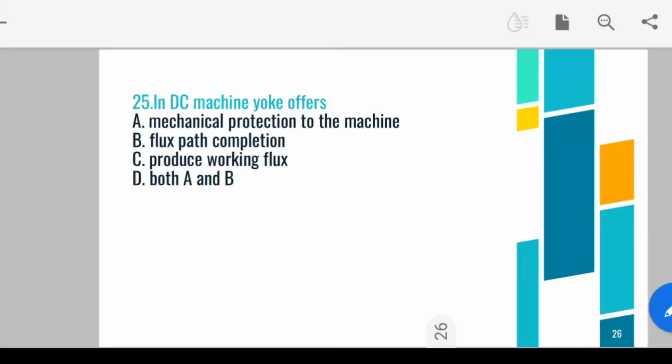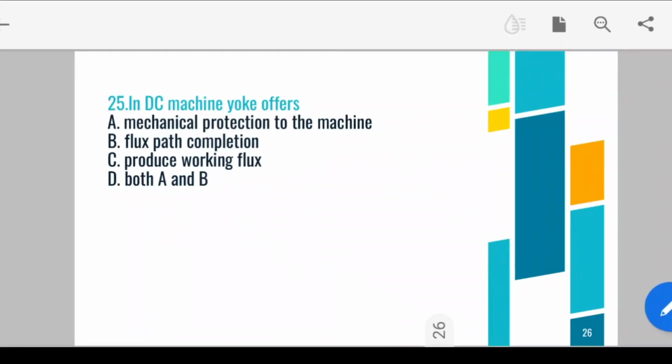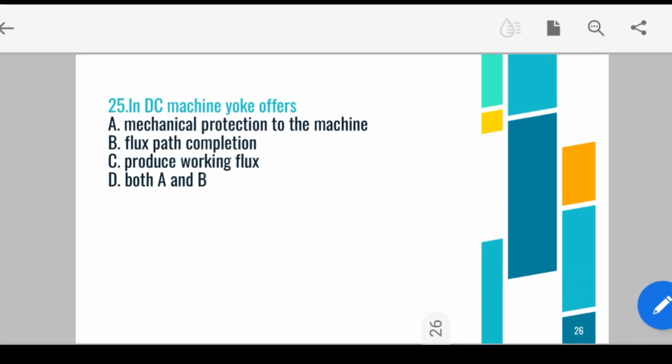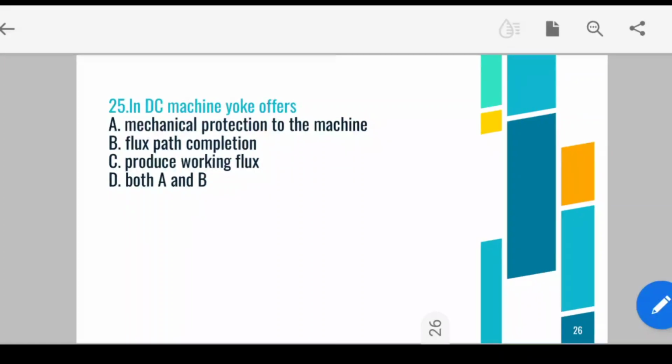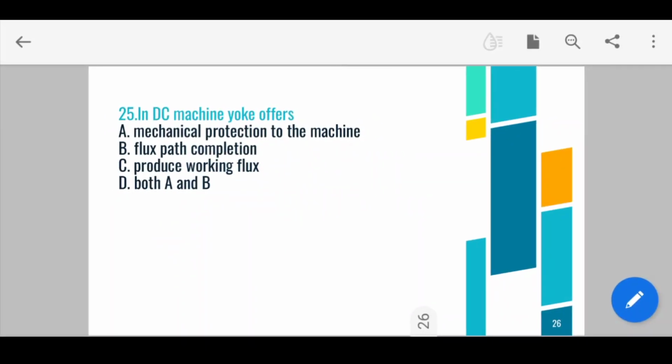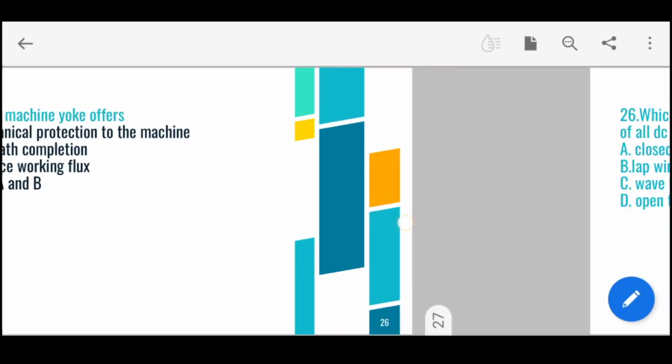Coming to the next question. In a DC machine, the yoke offers: A, mechanical protection to the machine; B, flux path completion; C, produce working flux; D, both A and B. The purpose of the yoke is not only mechanical protection, but also as a flux path. It acts as the return path for flux. Hence, D, both A and B, is the answer.